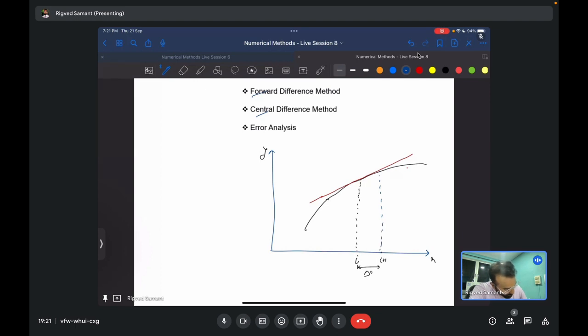And again this is a delta x, and again you have a delta x here which cuts here, at i minus 1. Forward difference means you will consider only these two points. Central difference means you will consider this and this point.